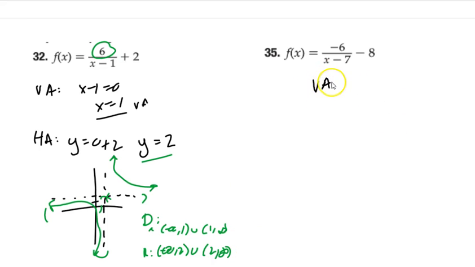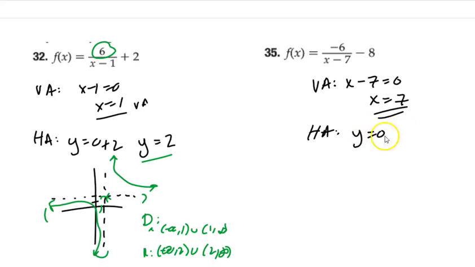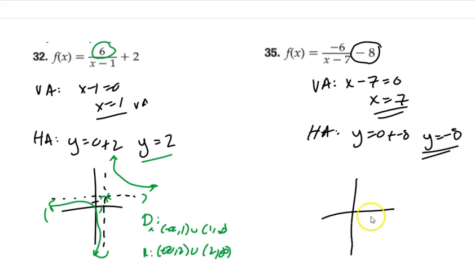Right, here we go, vertical asymptote. Set the denominator equal to 0. So x equals 7. Vertical asymptote. Horizontal asymptote. Right, default for now is y equals 0. We'll talk more about that next time, unless there's a vertical shift, so you have to add that vertical shift. So plus negative 8, or just y equals negative 8. That's my horizontal asymptote. So if I graph it, just go to negative 8. Shortcut. And then your x equals 7. So here's 7.